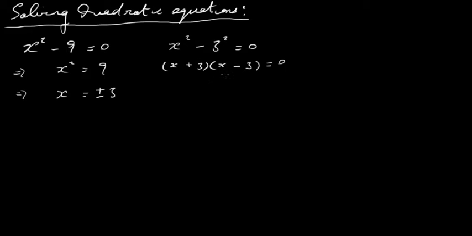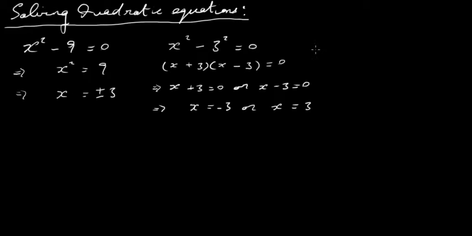If you multiply these two brackets out, you'll end up with this here. When you multiply two things together and your answer is 0, that means one of these must be 0. So x plus 3 must be 0, or x minus 3 must be 0. Solving these two linear equations, subtract 3 from both sides and you get x equals minus 3. Over here, add 3 to both sides and you get x equals plus 3. So if we do it this way, we get plus 3 or minus 3, here we also get minus 3 or plus 3.